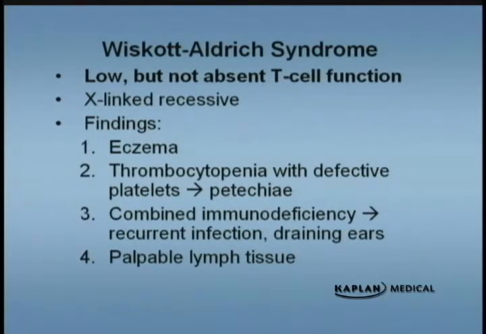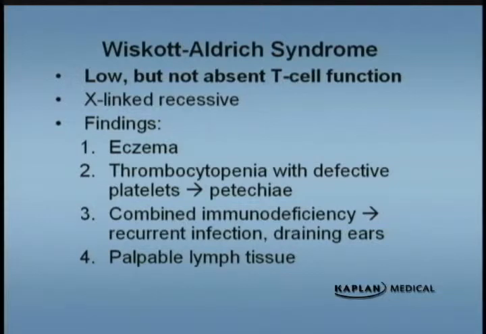Wiskott-Aldrich, this is a common one to get asked on the exam. These babies will have low T-cell function, not completely absent T-cell function, but it will be low. It is also X-linked recessive, just like Bruton's, so you're going to see this only in boys. These babies will have characteristic findings such as eczema. They also tend to have thrombocytopenia.